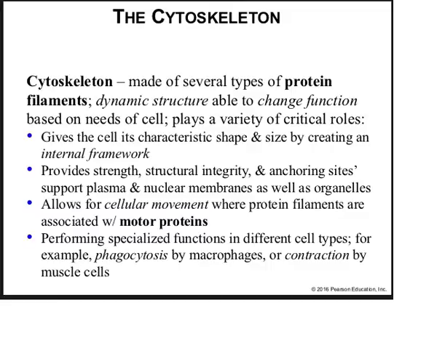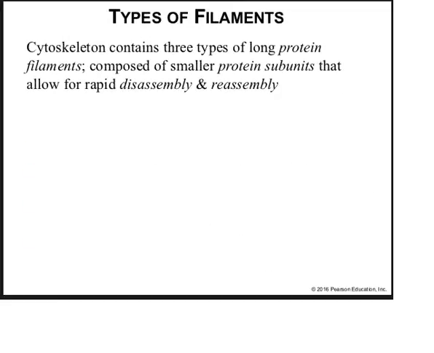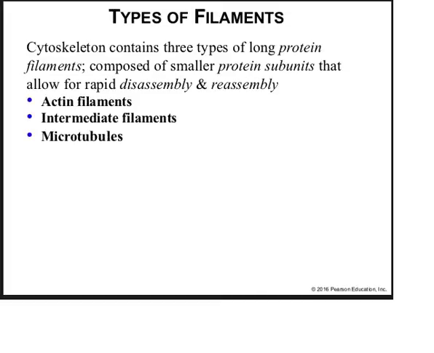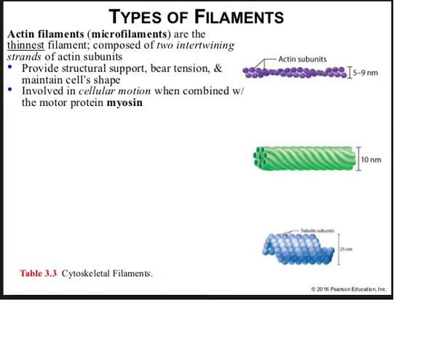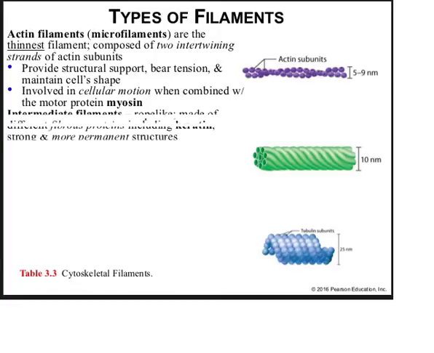process known as mitosis. The cytoskeleton has 3 types of long protein filaments composed of smaller protein subunits that allow for rapid disassembly and reassembly. These include actin filaments, intermediate filaments, and microtubules. Actin filaments are the thinnest filament and composed of intertwining strands of actin subunits and provide structural support, bear tension, and maintain the cell shape. They're involved in cellular motion when combined with myosin.